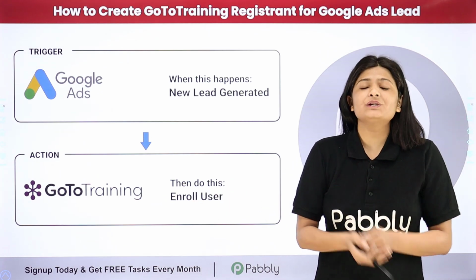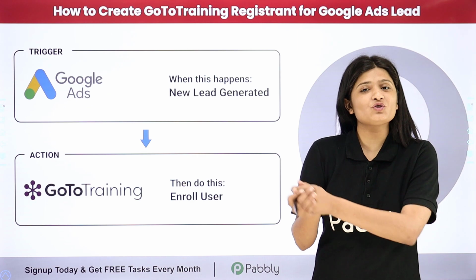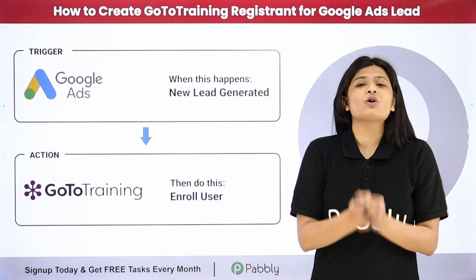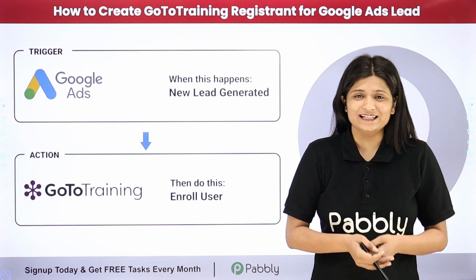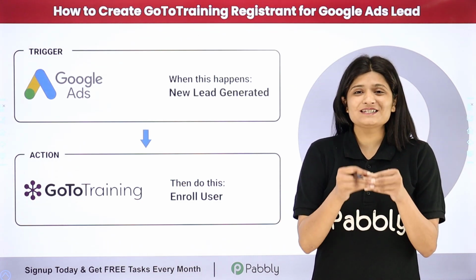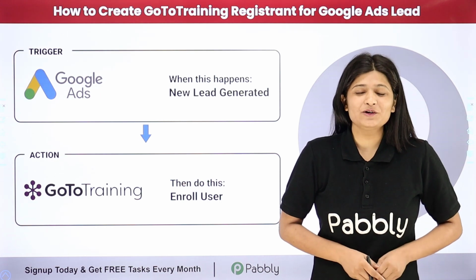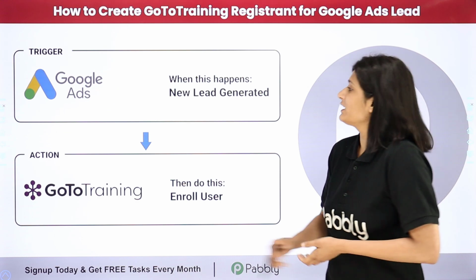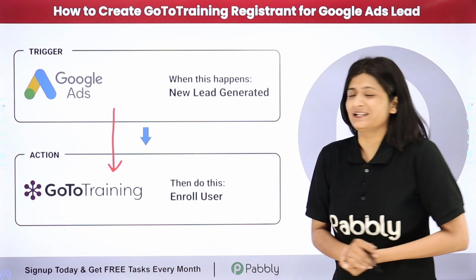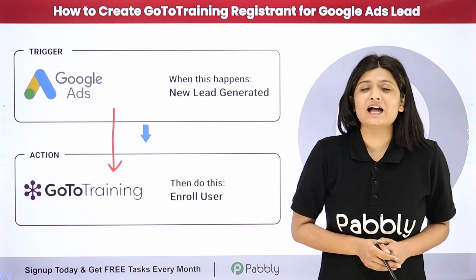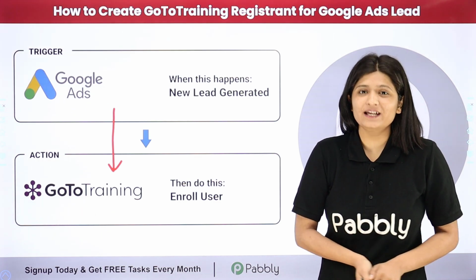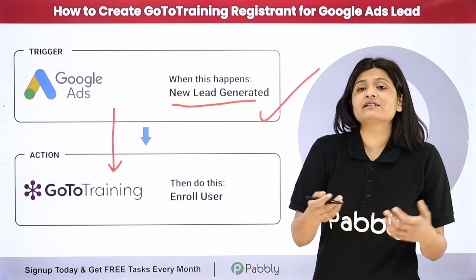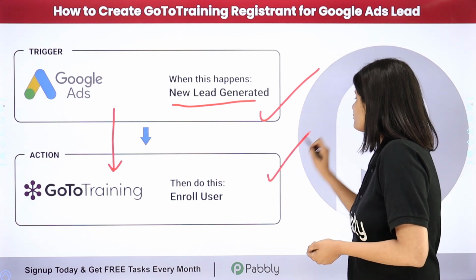Now doing this manually will be a very tedious and time-consuming task, so I am completely going to automate this process. And to do this automation, I am going to use Pabbly Connect. Pabbly Connect is an amazing automation and integration software which requires no coding or programming skills. Here I just need to build a connection between Google Ads and GoToTraining. With the help of Pabbly Connect, I am going to build this connection in such a way that whenever I receive a new lead in my Google Ads, it will be automatically enrolled as a user in my GoToTraining account.